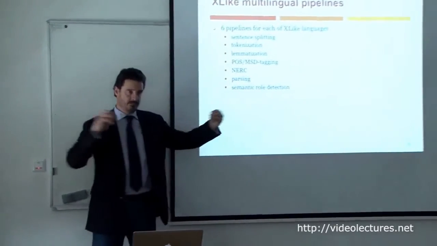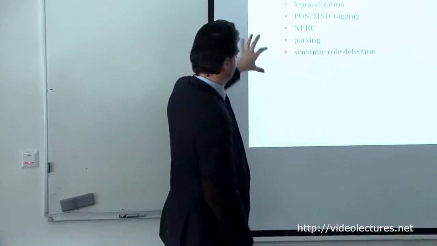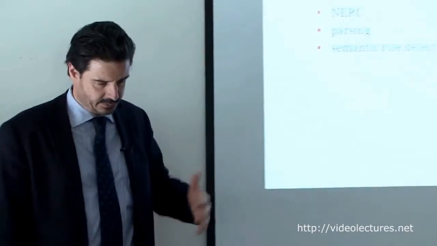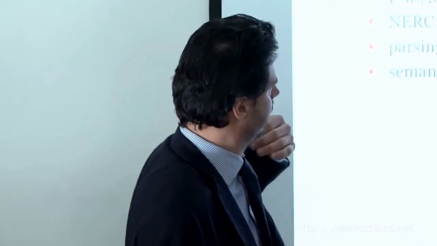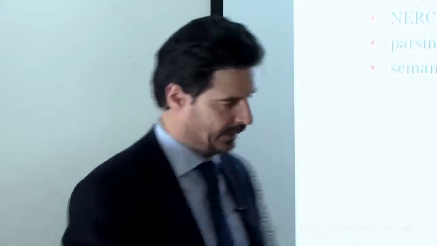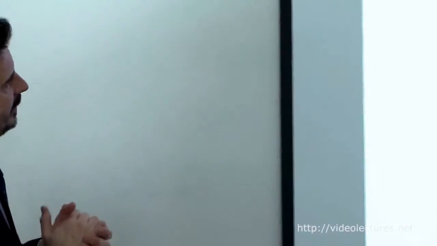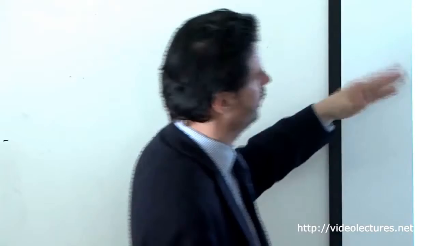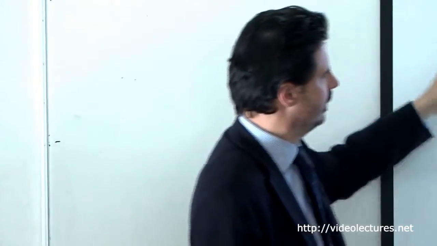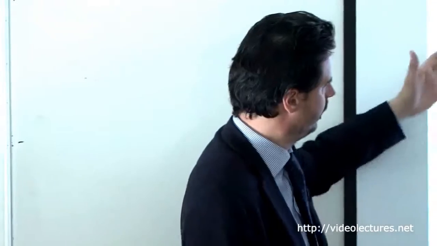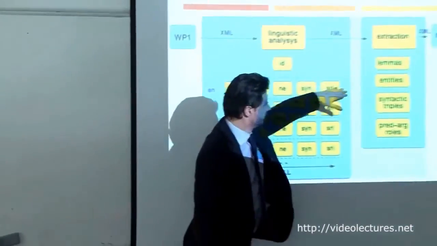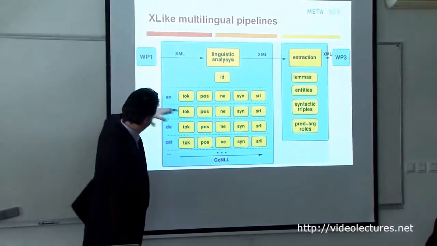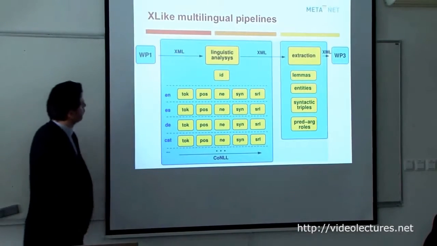So there are 6 pipelines for 6 languages that are all doing the same type of processing. You can simply input the free text, and the pipelines will do sentence splitting, tokenization, lemmatization, part-of-speech tagging, named entity recognition and classification, parsing, and semantic role detection. So if you look at the structure, it looks like that. You have all the modules available for each language, so English, Spanish, German, Catalan, and so on.